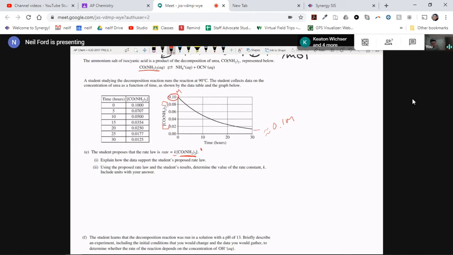So we're on question A-I. How does that support the proposed rate law? Actually, I shouldn't have written the 1. First of all, you identify it's first order, and then how does the data line up with first order? What would you justify it with? That the rate of change is based on the concentration of urea. Yep. Concentration affects rate. But that's not quite enough because that could be first order or second order. So you have to justify that it's first order.